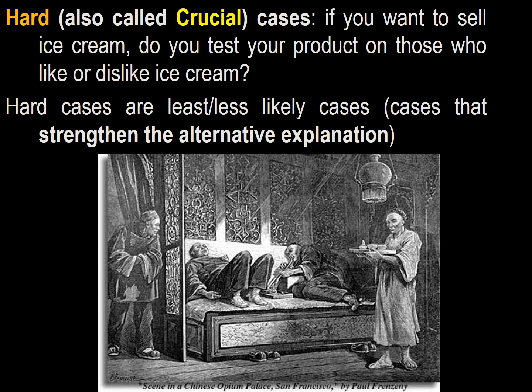Hard cases are least likely cases, or cases that strengthen the alternative explanation. So when we say least likely, we really mean less likely, because we don't want, again, to have a theory that's applied outside of scope conditions. So let's take, for example, a theory that explains the coming revolution in China that's going to overthrow the communist regime. There are those who like to focus on Eastern Europe.